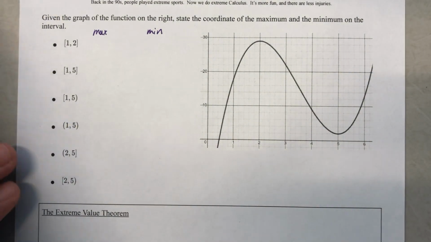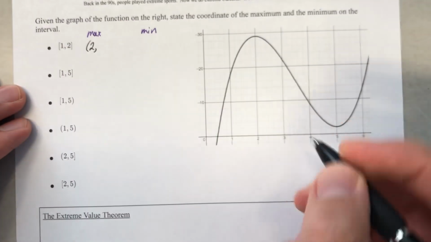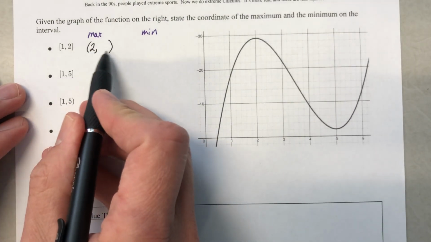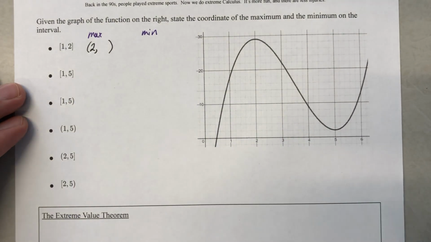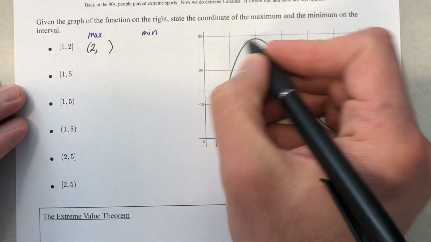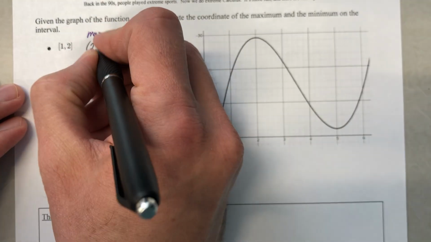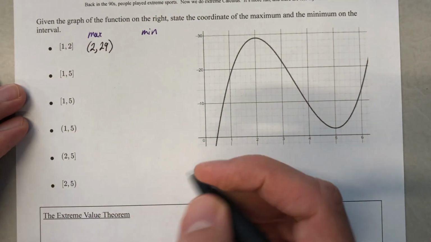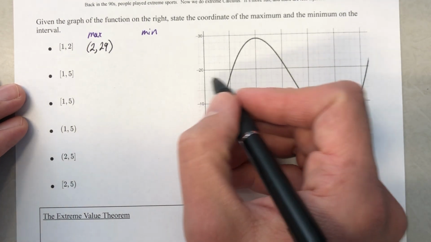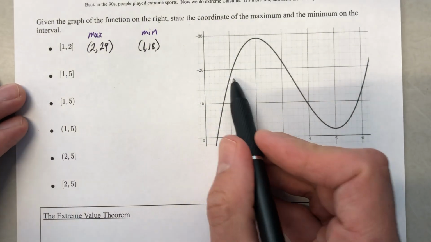So the maximum is at 2 comma, now let's not confuse what's about to happen. That's an interval. This is a coordinate. So we're going to have a lot of things that look alike that represent very different things. 2 comma, I'm going to say 29. Yeah, that looks like it's halfway between 28 and 30. So 2 comma 29. And the minimum is at 1 comma 18. Okay, not so bad. Let's go from 1 to 5.